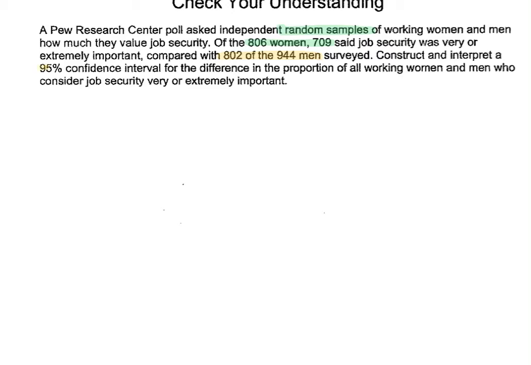So we're going to create a 95% confidence interval for the difference in proportion. And it's important to look here, the difference in proportion of all working women and men who consider job security very important. So what I highlighted in red is what you'll use when you interpret the confidence interval. It's helpful to use the same wording. So let's define our variables. P1 is going to be the proportion of women who value job security. And P2 will be the proportion of men who value job security.